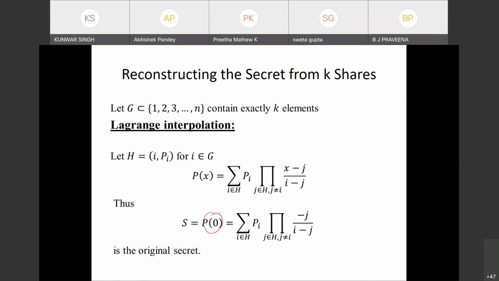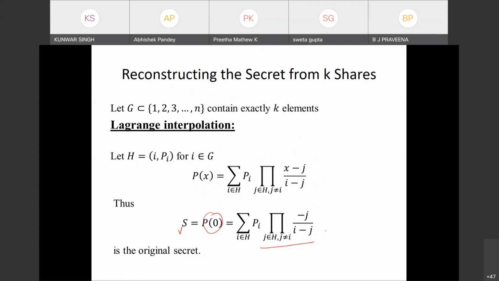From the shares, you can compute the polynomial. In the polynomial, the constant part is the seed. You put x equal to 0, and you get the constant part. That is the secret S. So S is equal to P0, and that comes out to this.